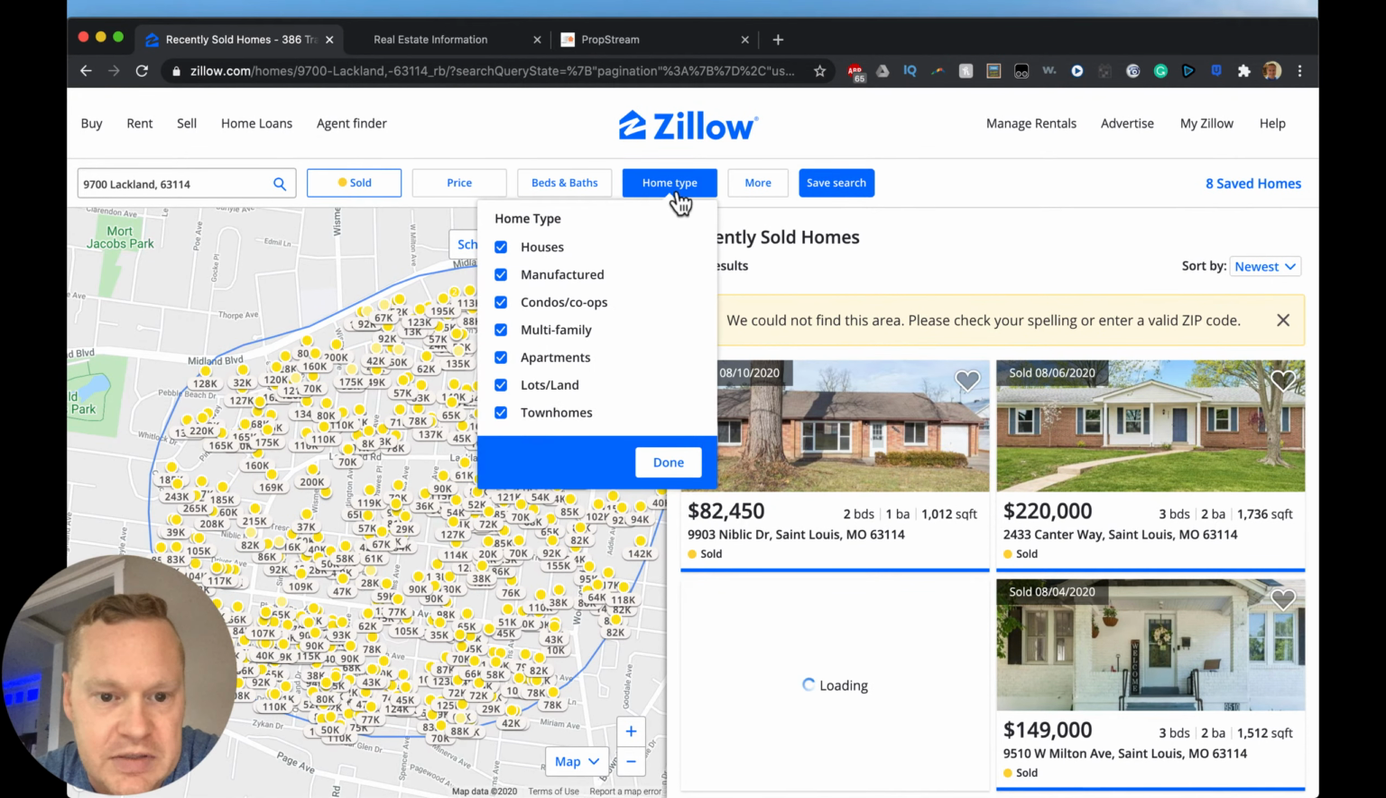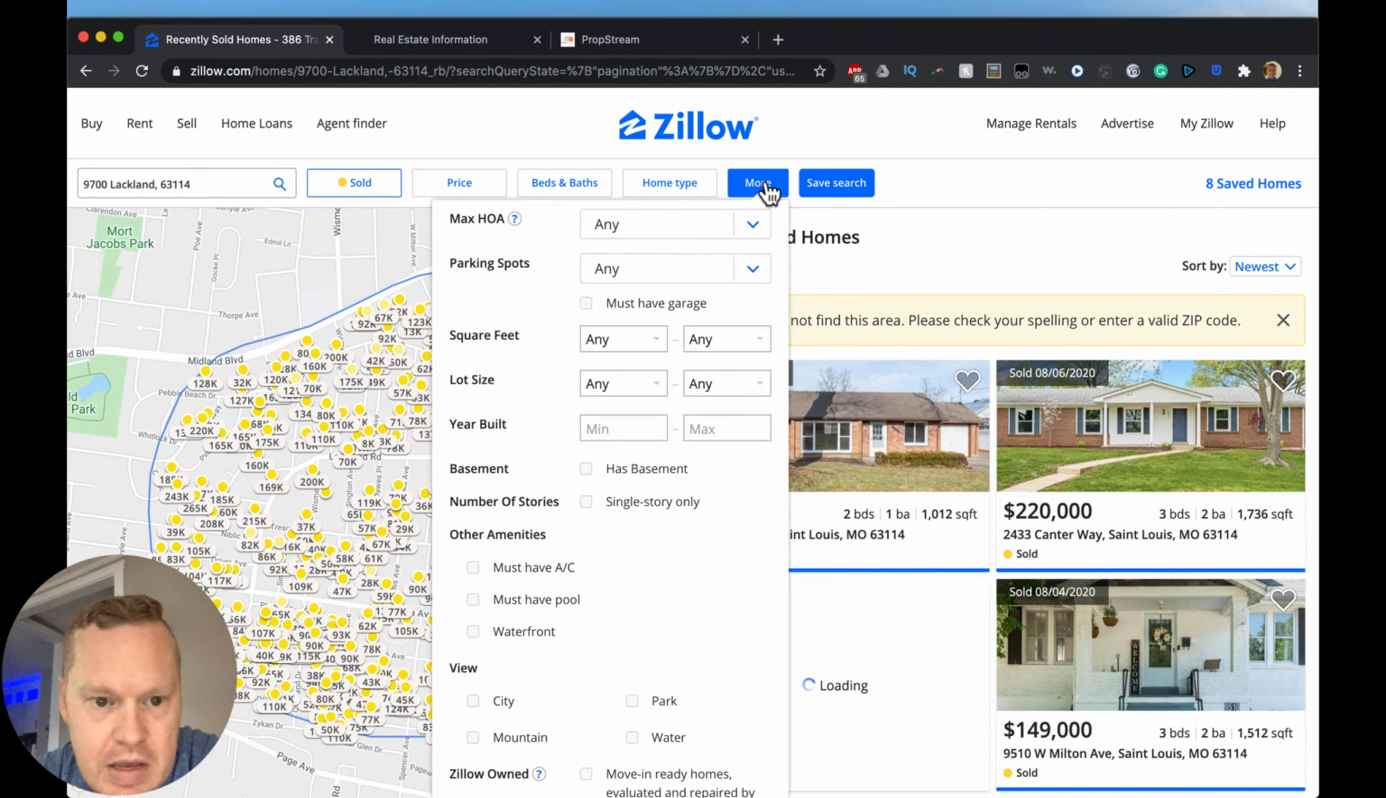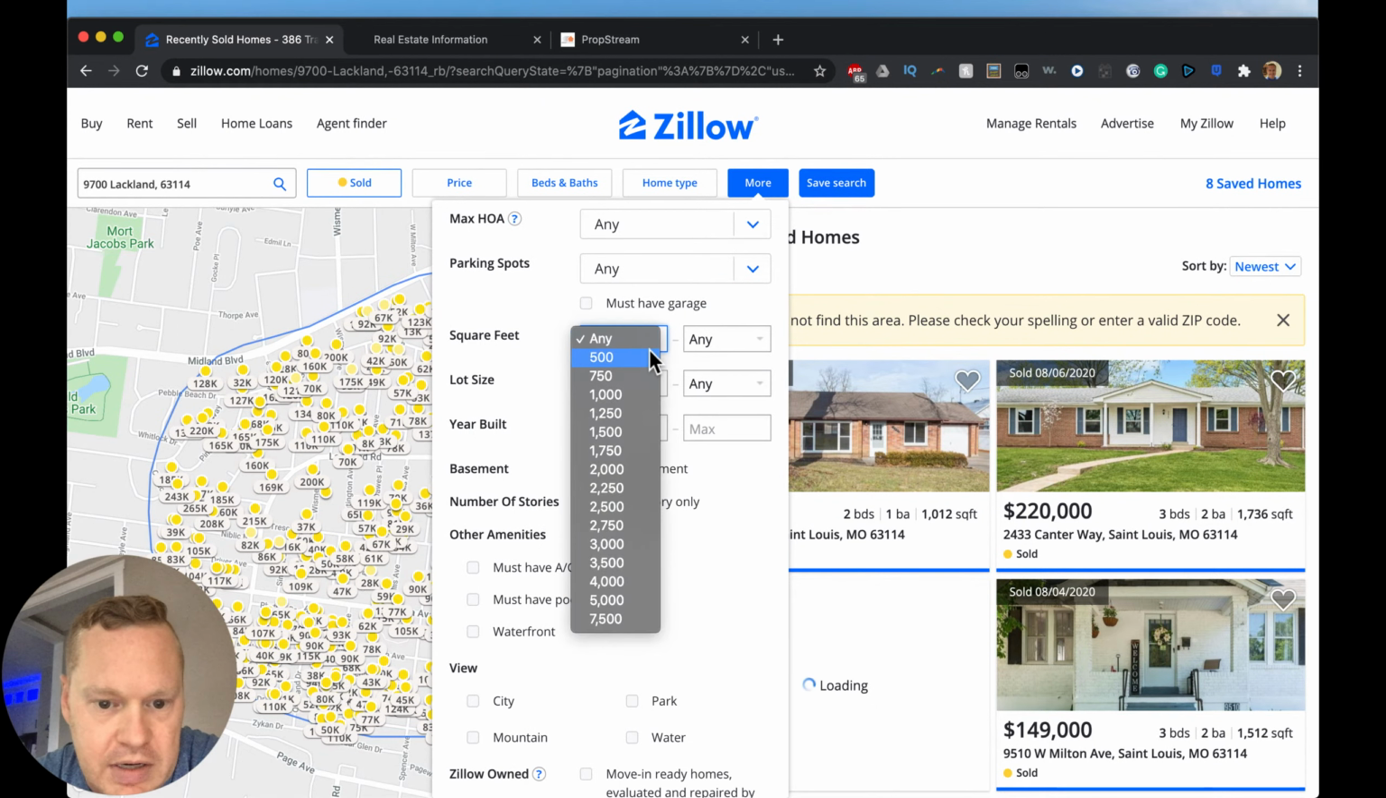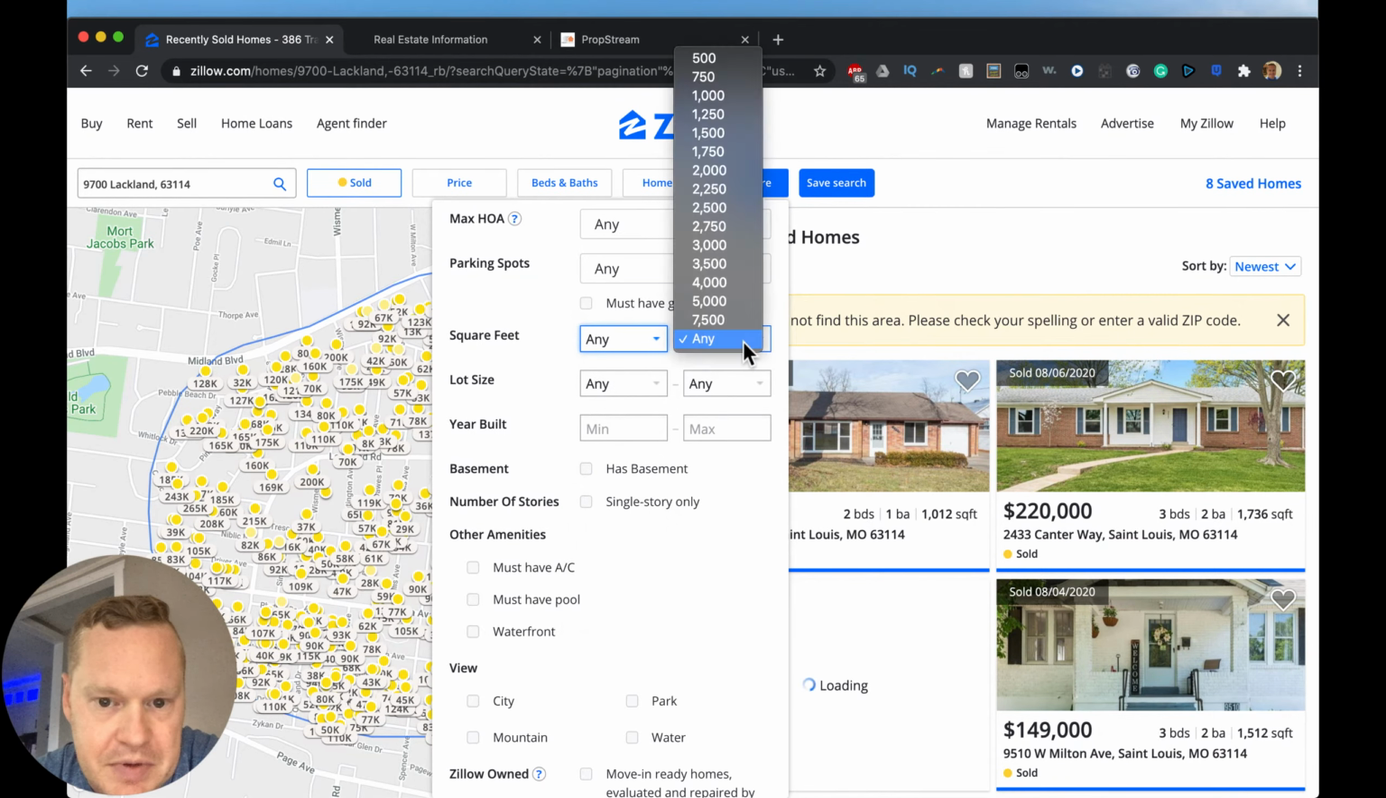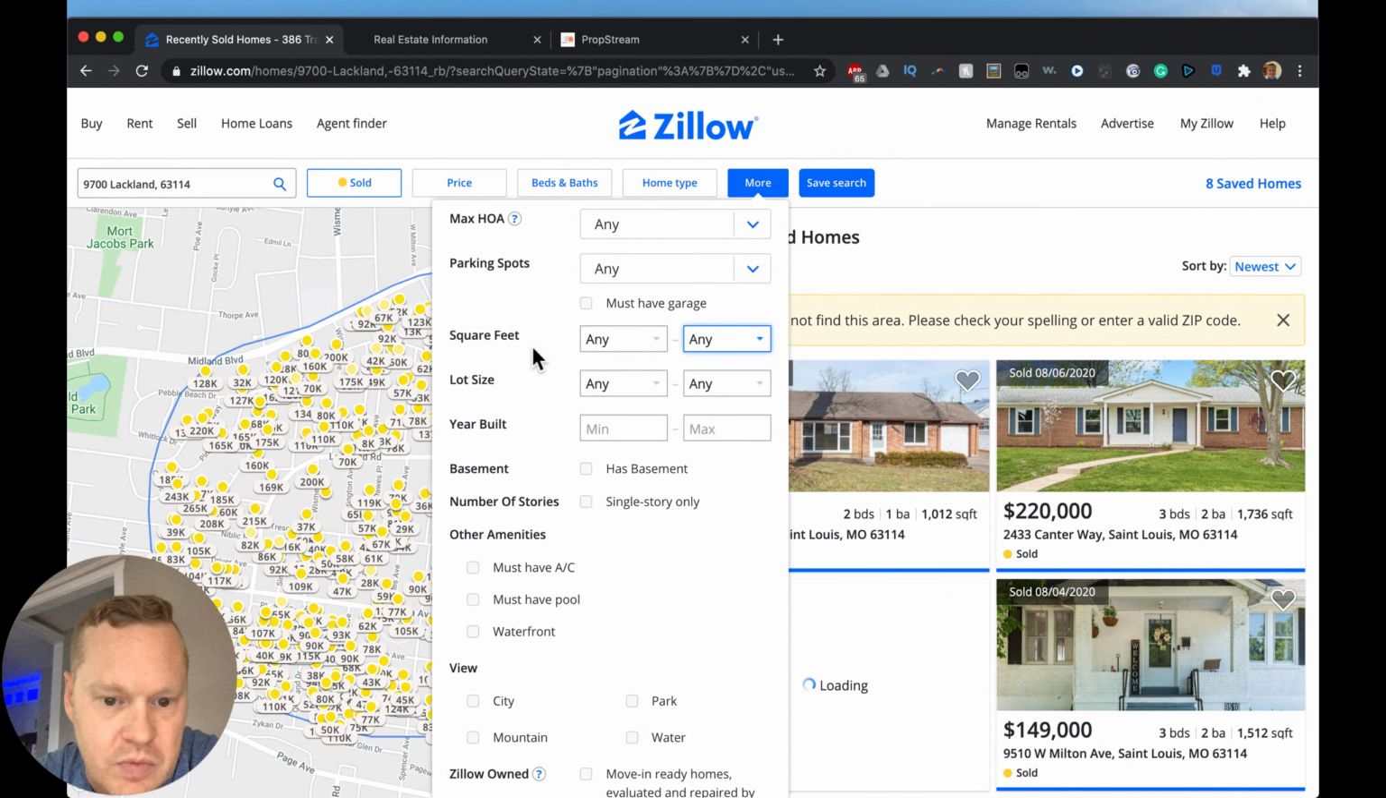But we will filter it down by some other things. This one should not be applicable, so we're not going to do that. But let's look at square foot. Because these are smaller houses, I'm going to go to a maximum of 1,000 square foot.